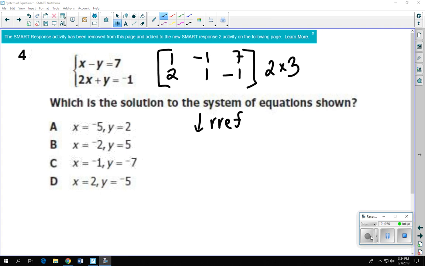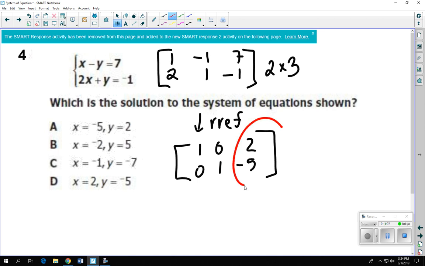Using my calculator with my matrix and reducing it down to its simplest form, I get 1, 0, 2, 0, 1, -5. In this matrix, my final column here, the 2, -5, is my solution, where my top number is my x, my bottom number is my y, which is answer choice D.